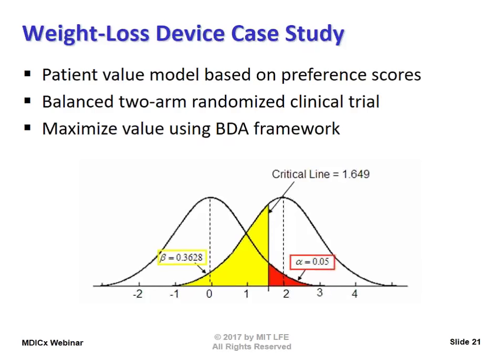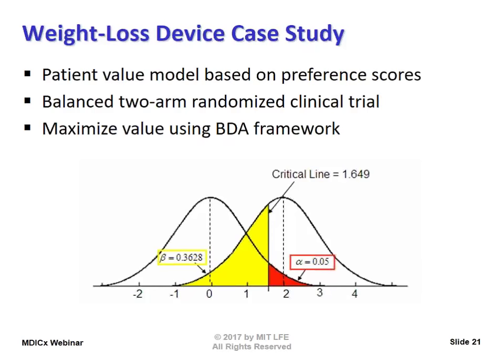And so in this example, the critical line is set to 1.65, such that the probability of a type 1 error, the probability of a false approval, is set to 5%. This is also known as the statistical significance of the clinical trial. On the other hand, the probability of a type 2 error, the probability of a false rejection, is given by this area in yellow, beta. And so this is actually also equal to 1 minus the statistical power of the clinical trial.